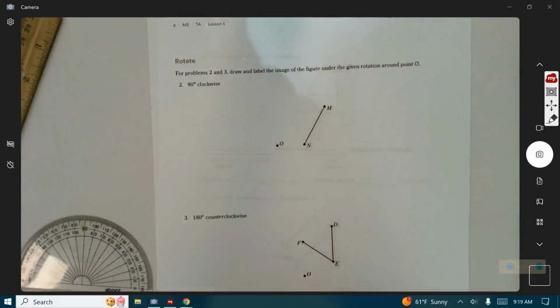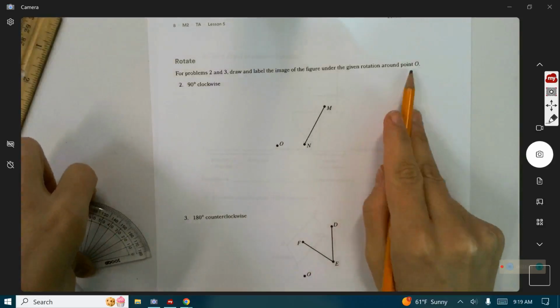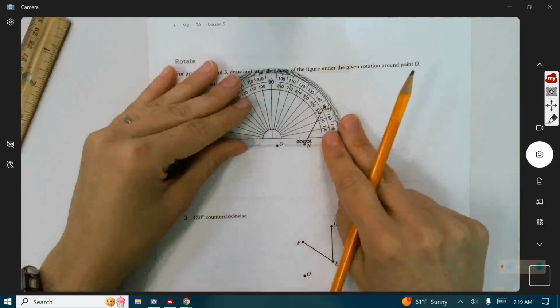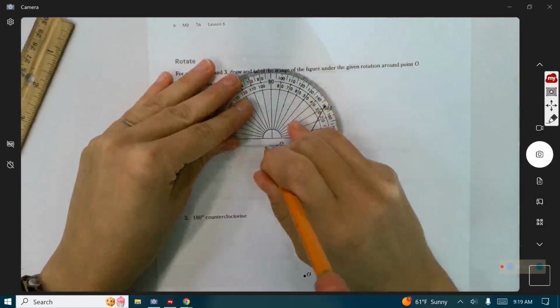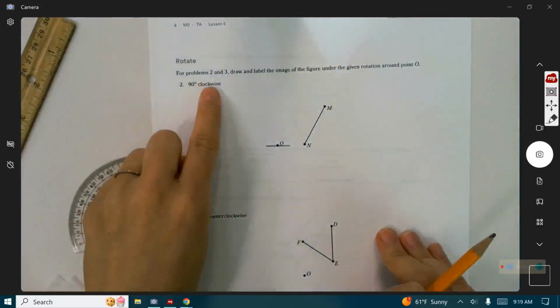In number 2, it says, for problems 2 and 3, draw and label the image of the figure under the given rotation around point O. And now it is specific. It says 90 degrees clockwise. So to do this, we're going to start by putting a line through our center of rotation. And since it says rotate around O, we're going to put a straight line through O. Then it tells us 90 degrees clockwise.